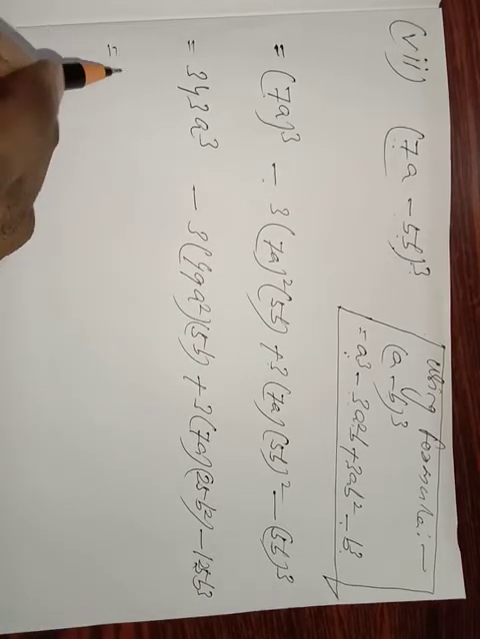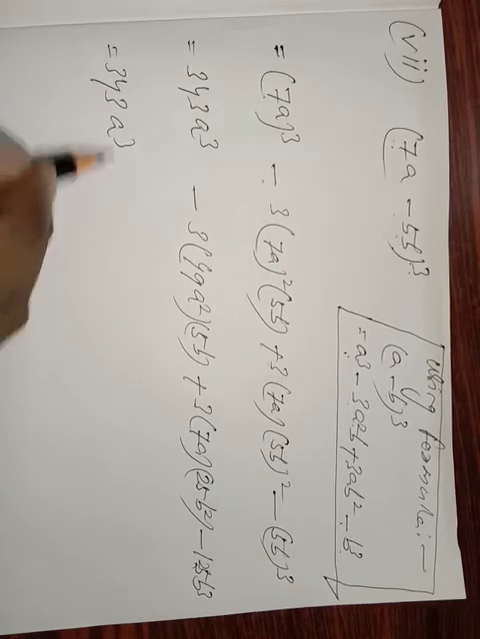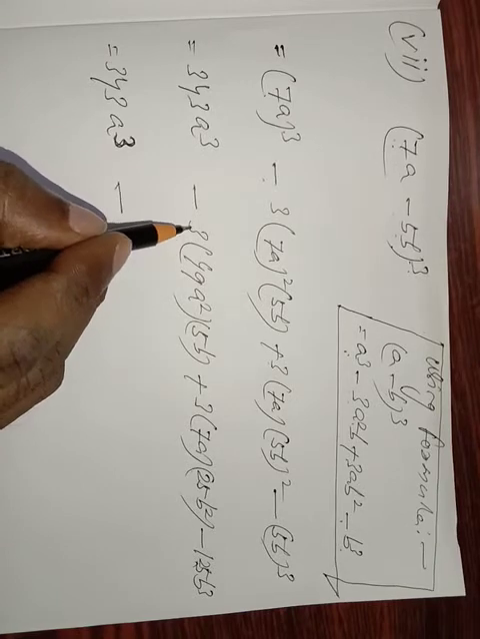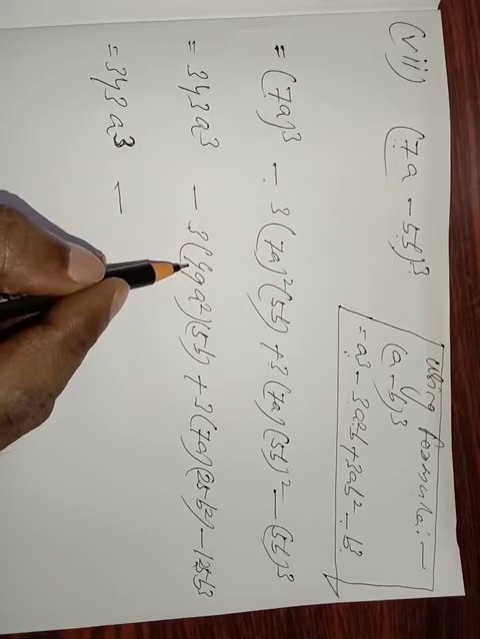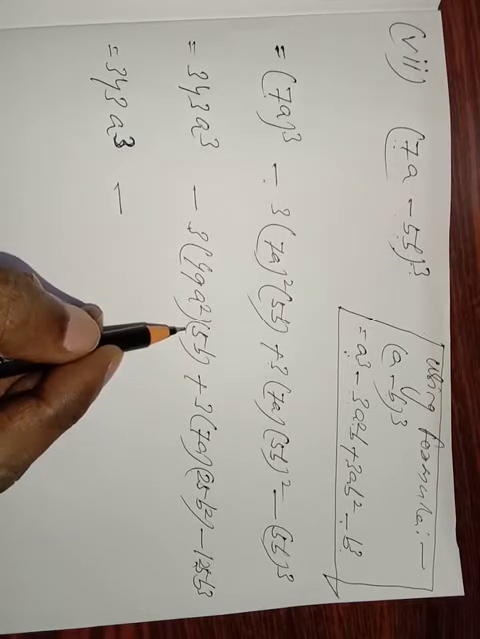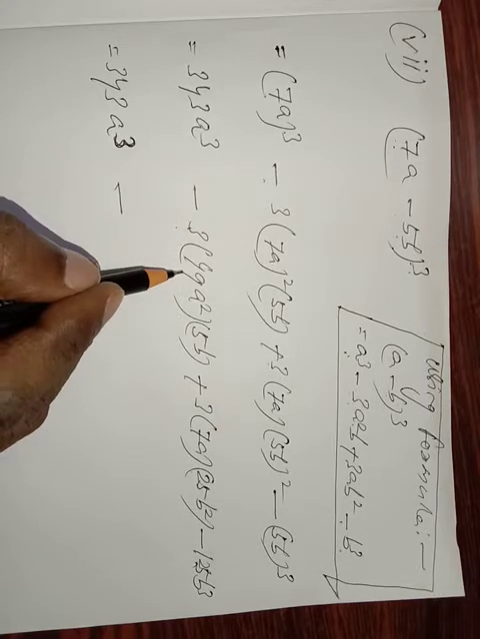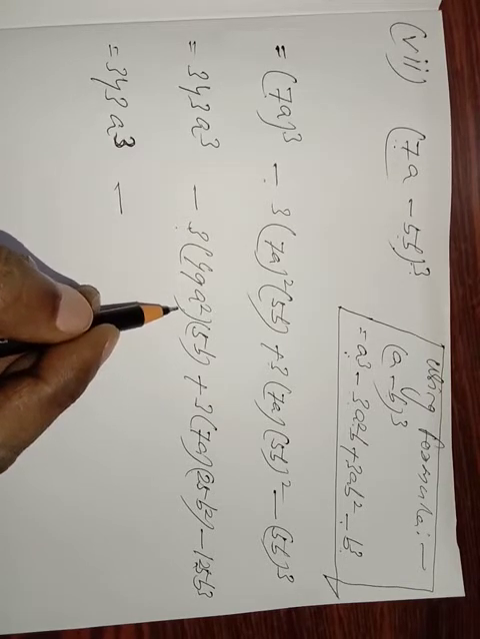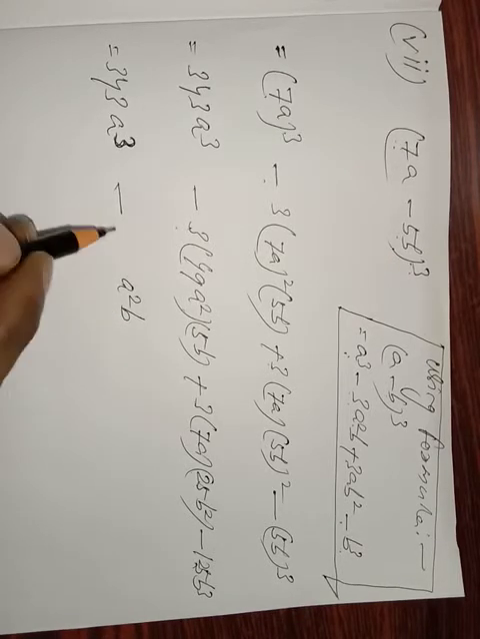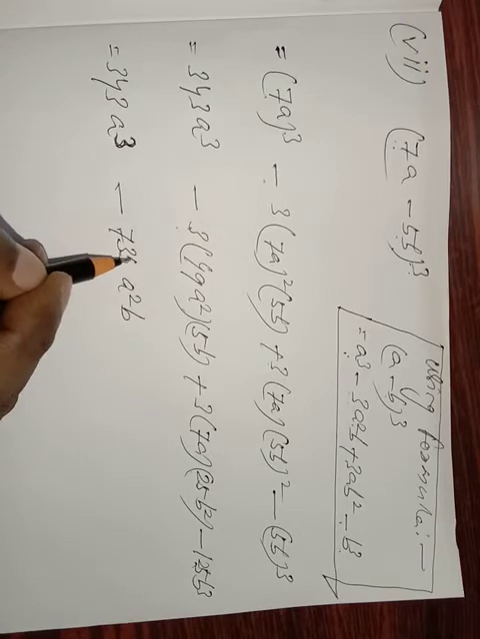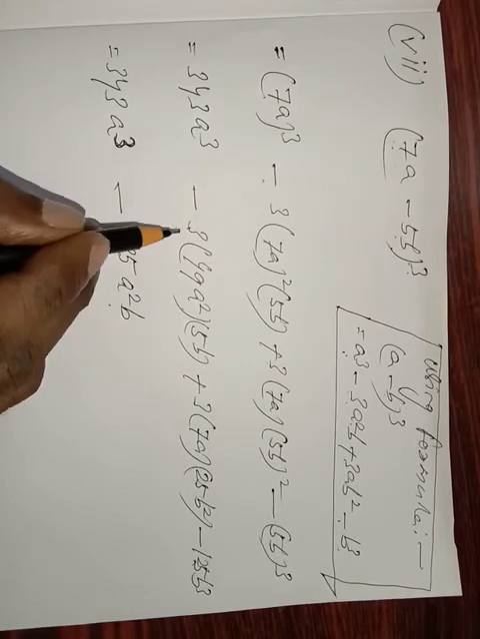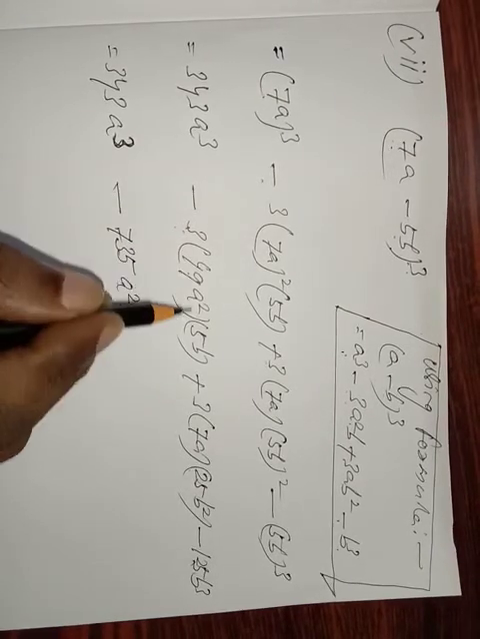Okay, now you see, 343 a cube minus 3 into 49 into 5. The result will be how much? You have to write that here: 735 a square b. The only difficulty here is the multiplication, 3 into 49 into 5.